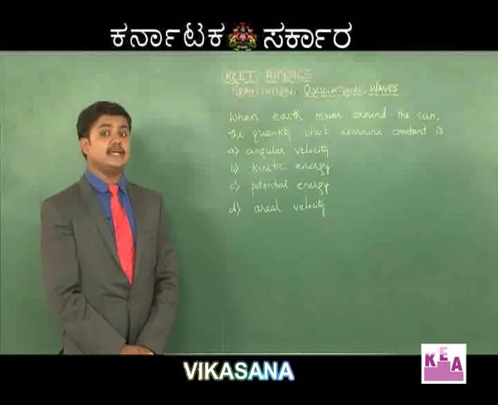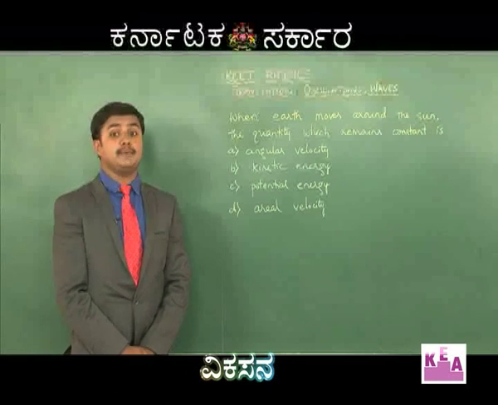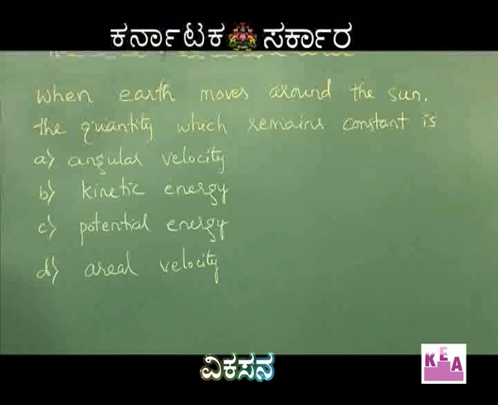Dear students, let's take up a problem which is based on Kepler's laws of planetary motion. The problem is like this. When Earth moves around the Sun, the quantity which remains constant is, options: A. Angular velocity, B. Kinetic energy, C. Potential energy, and D. Aerial velocity.